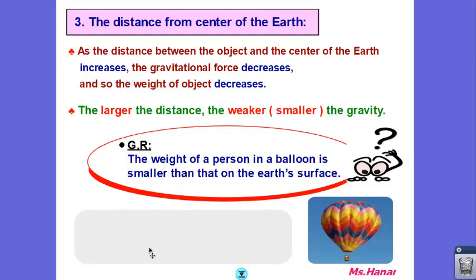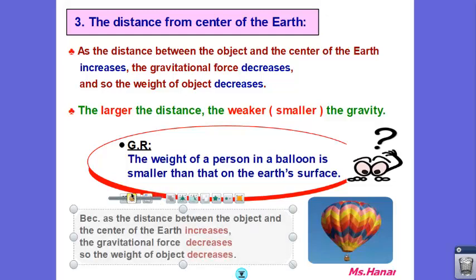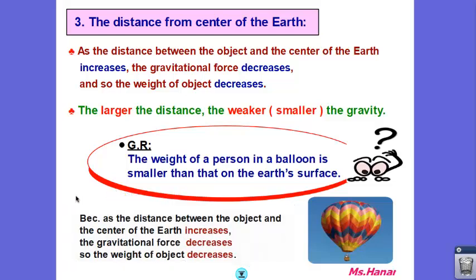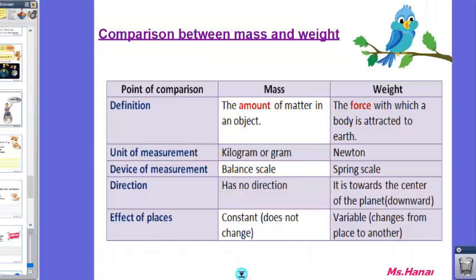Stop the video for some seconds and answer the question. Review your answer with mine. The answer is because the distance between the body and the center of the Earth increases, so the gravitational force and weight of object decreases.